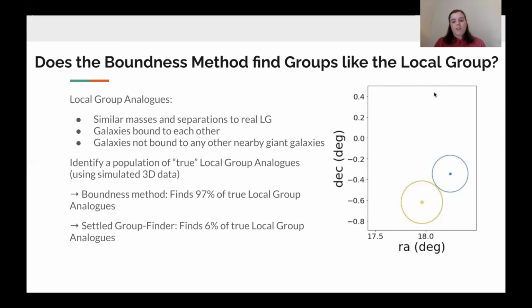And it turned out that the boundness method found 97% of the true local group analogs, and a settled group finder only found about 6%. So this confirmed for us that the boundness method does do a good job of finding groups like the local group.